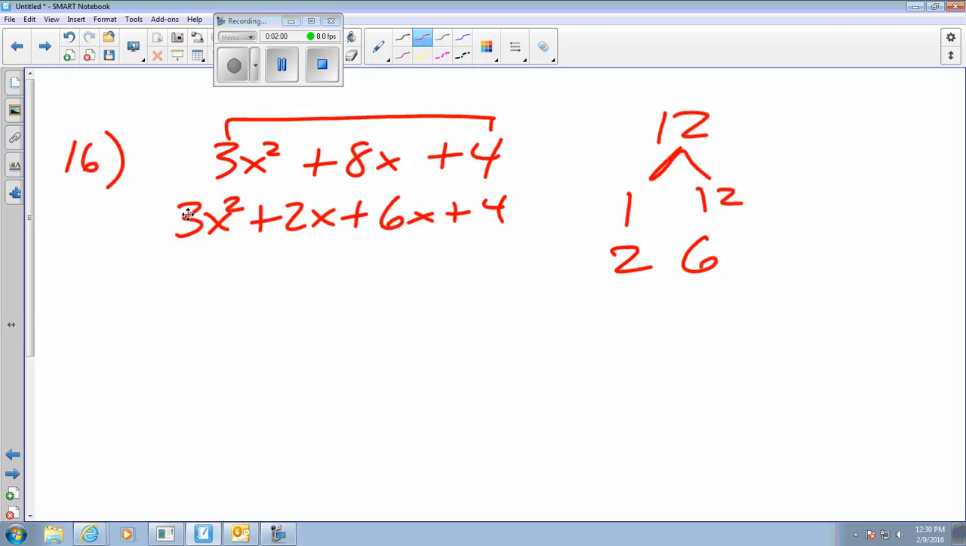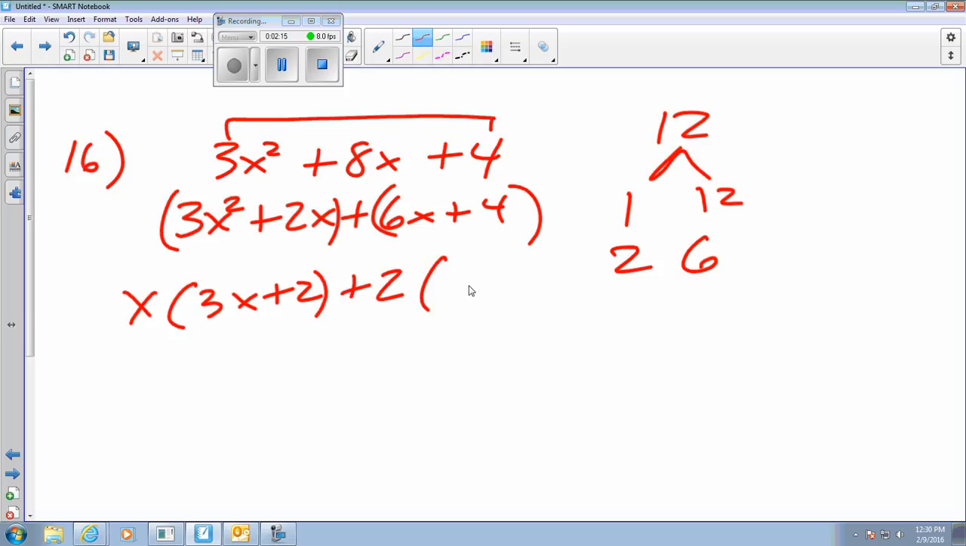And then I'm going to factor by grouping, plus signs in between. Greatest common factor of my first grouping is an x, leaving me with 3x plus 2. Second one, I can pull a 2 out of both of them, so I'm left with 3x plus 2. And then I rewrite that as 3x plus 2 times x plus 2.